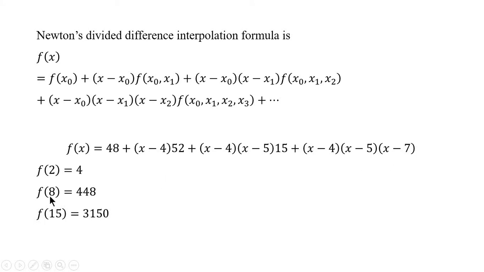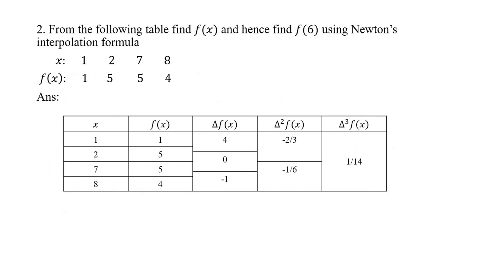They have asked you to find f of 2, f of 8 and f of 15. Put x equal to 2 in this polynomial, we get 4. Put x equal to 8 in this formula, we get 448. Put x equal to 15, we get 3150. So, we have obtained all the values of f corresponding to the values of x.